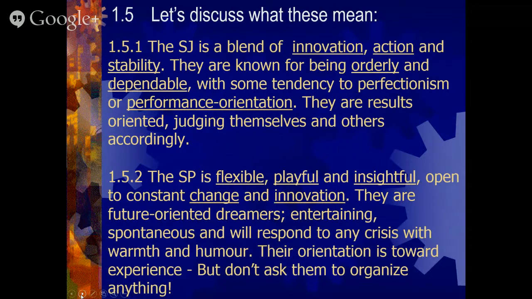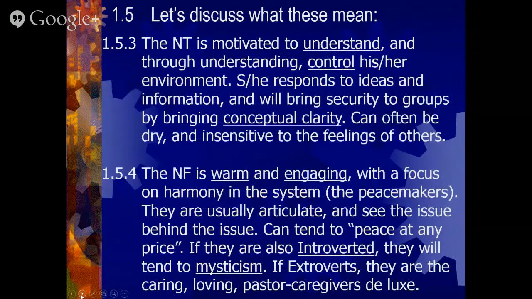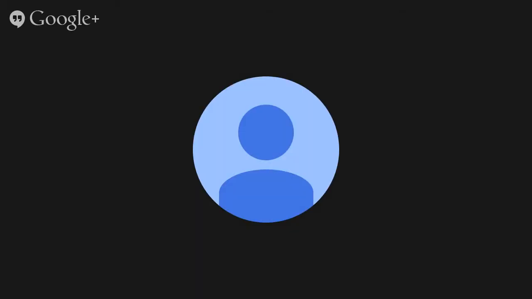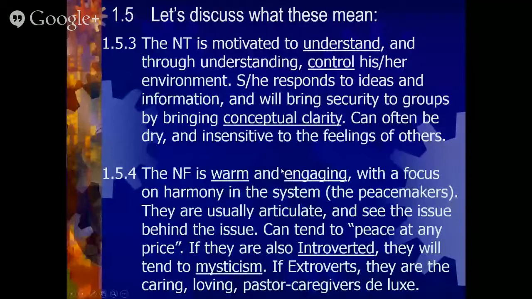Then the NT. The NT is motivated to understand, and through understanding, to control his or her environment. He or she responds to ideas and information and will bring security to groups by bringing conceptual clarity. They explain things. They look for how, and they help people with understanding that. They can often be dry and insensitive to the feelings of others. The NF, on the other hand, intuitive feeling person, is warm and engaging with a focus on the harmony in the system.